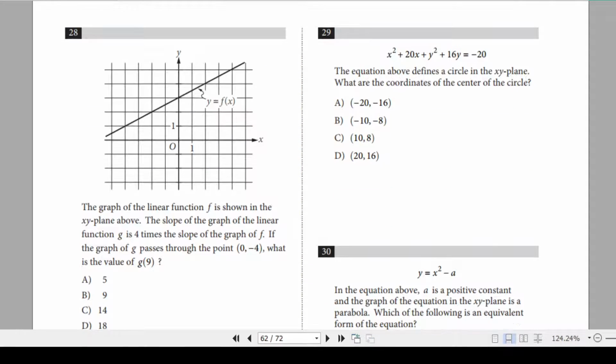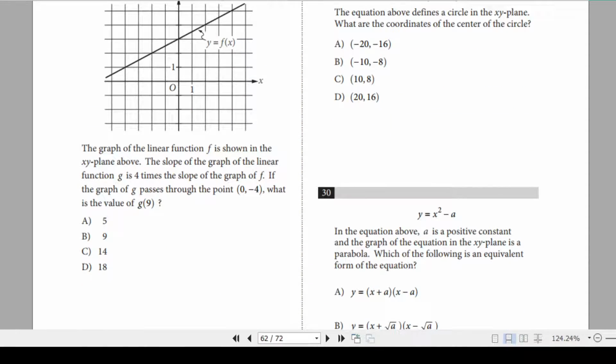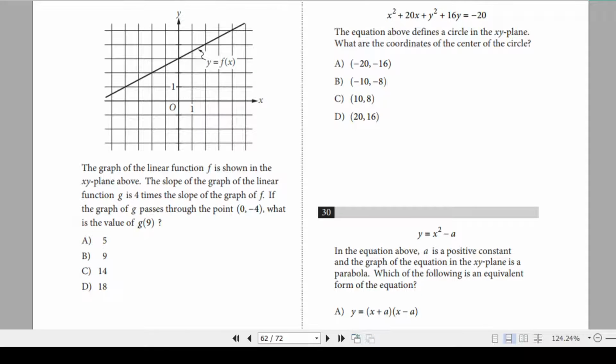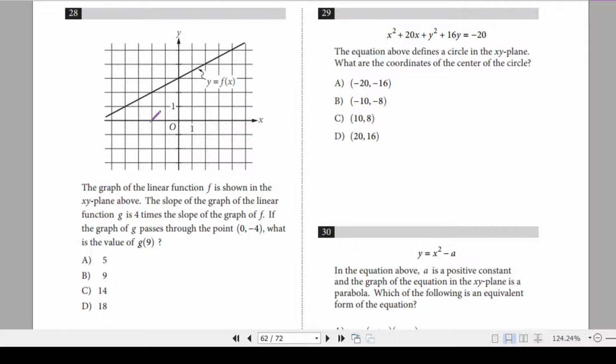28. Again, a linear equation, a line, function y. This is 1, this is 1, this is the origin. The graph of the linear function f, this f, is shown in the xy plane above.